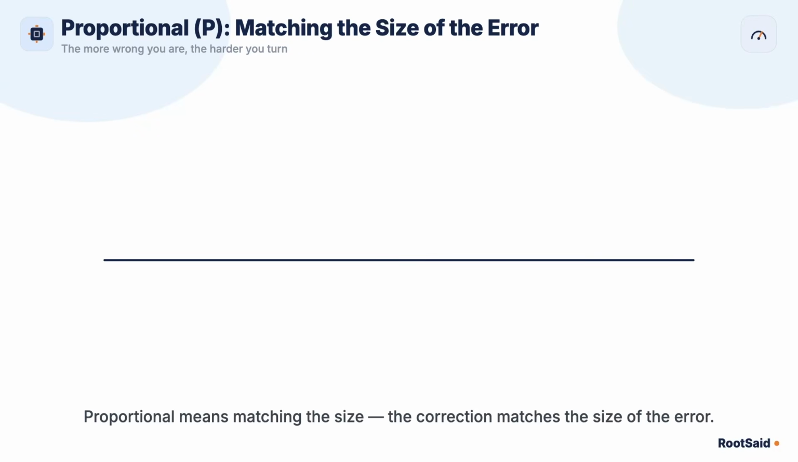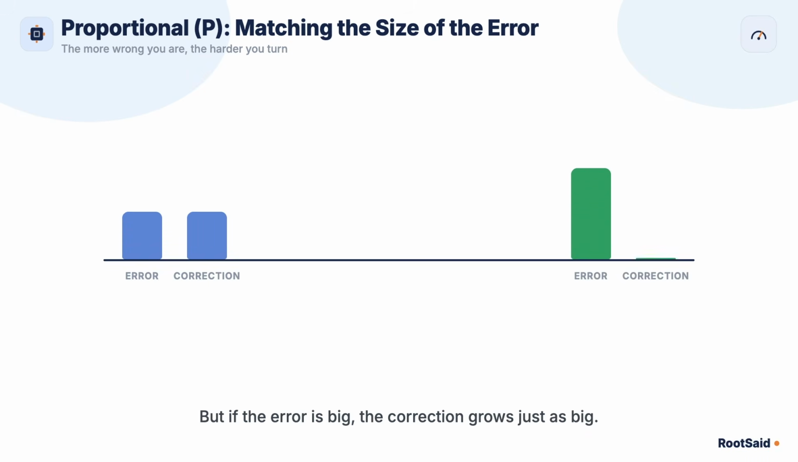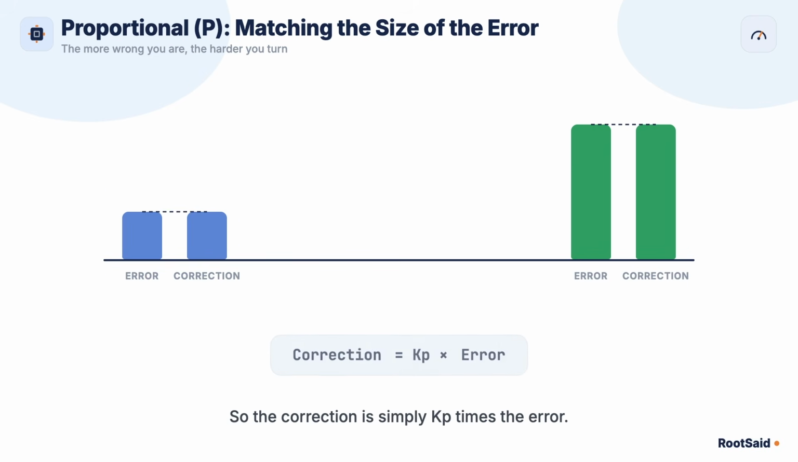Okay, the first part is proportional or P. Proportional means matching the size of. That means the correction matches the size of the error. In simple words, the more wrong you are, the harder you turn. So the correction will be Kp into error. Alright, so keep it in mind.